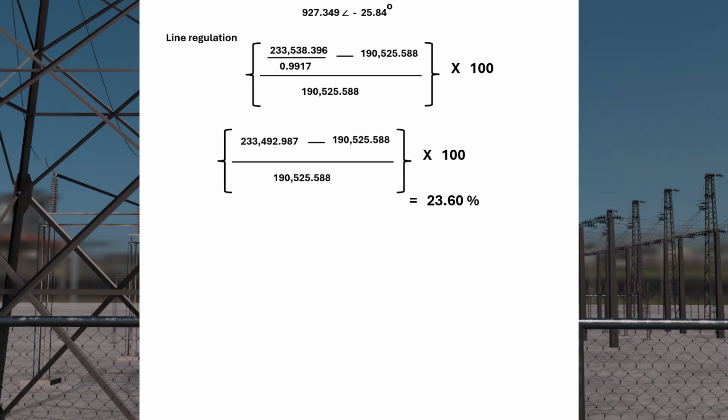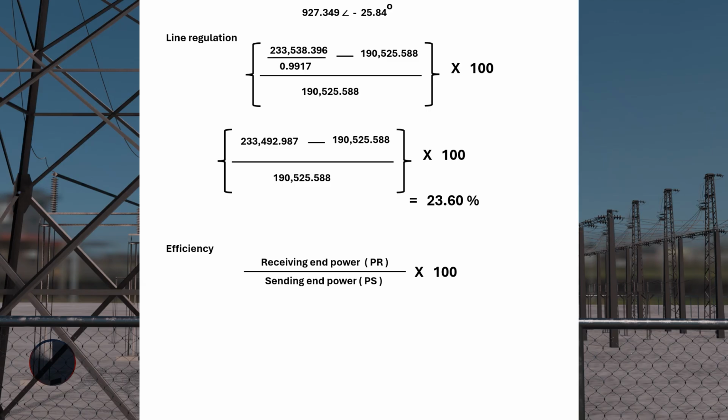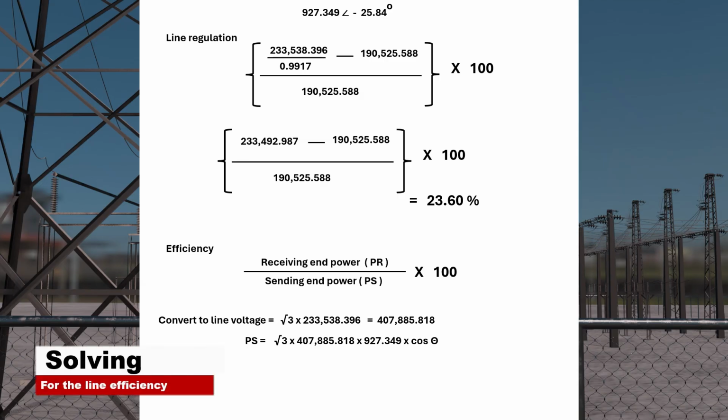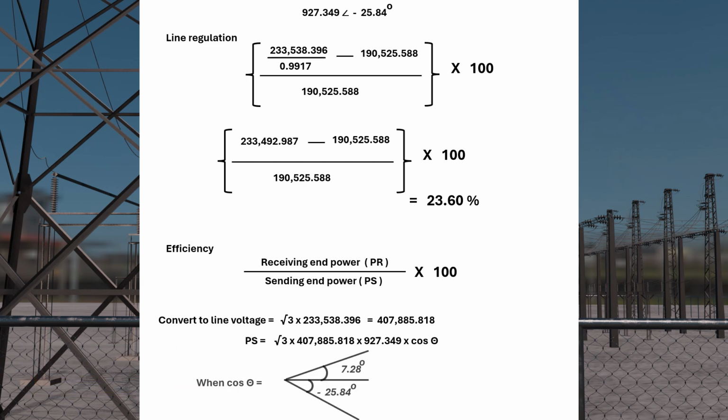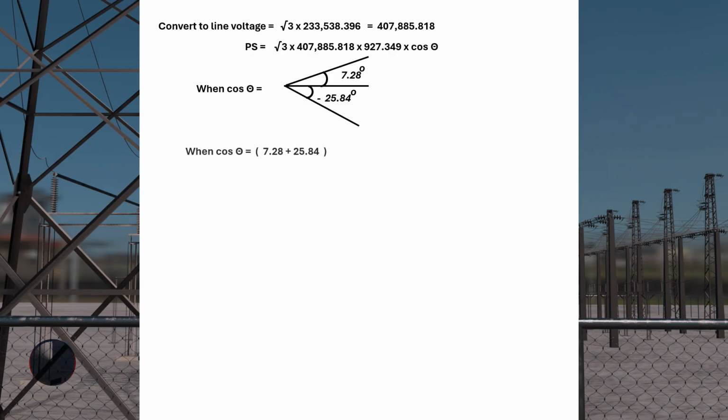The efficiency of the line can also be calculated. It is given as the receiving end power PR divided by the sending end power PS multiplied by 100. So sending end power PS equals root 3 times 407,885.818 times 927.349 times cosine theta. To determine theta, we add the angles of the sending end voltage and current, that is 7.28 plus 25.84 equals 33.12 degrees. Since cosine 33.12 degrees equals 0.83, cosine theta equals 0.83.